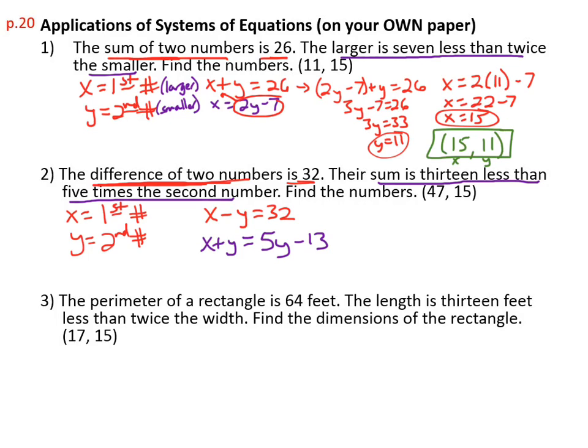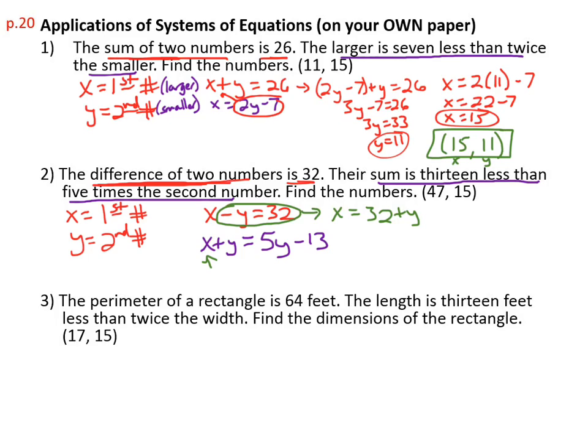Well, this is one that we could move things around and solve using elimination, or we can take that first equation and solve it for one of our variables and use the substitution method. And that's what I'm going to choose to do here. Looking at our first equation, since I have x with the coefficient of 1, I'm simply going to write that as x equals 32 plus y.